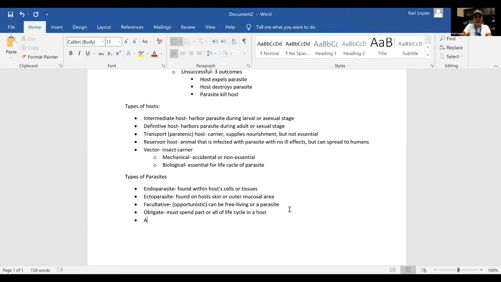And then our last one is going to be accidental. So accidental are what we consider zoonotic infections or zoonosis. Do y'all know what zoonotic infections are? No. Oh, animal-related infections. Exactly. So accidental is the parasite normally lives in or on a host other than humans, but can infect humans accidentally. And since I put zoonosis in the parentheses, I'll put normal host is animal.